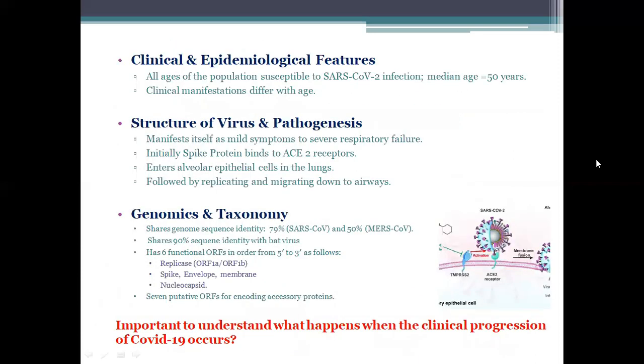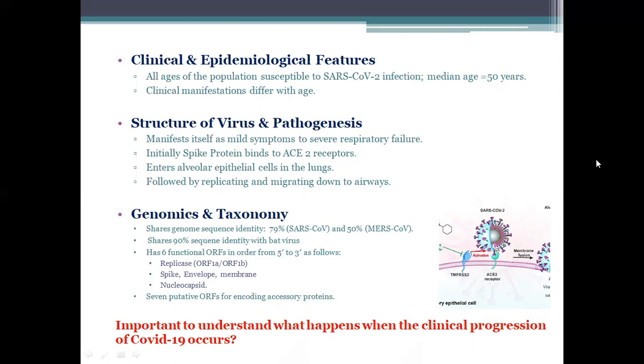To understand the structure of the virus, we would say that the virus has various proteins like spike protein, the envelope, and the membrane, followed by the presence of a nucleocapsid inside in which the single-stranded RNA is contained. It also contains a replicase enzyme ORF1A1B, which is a fused ORF. Thus, it has 6 functional ORFs, which go in the order of 5' to 3'. Also, several ORFs encoding accessory proteins were observed.